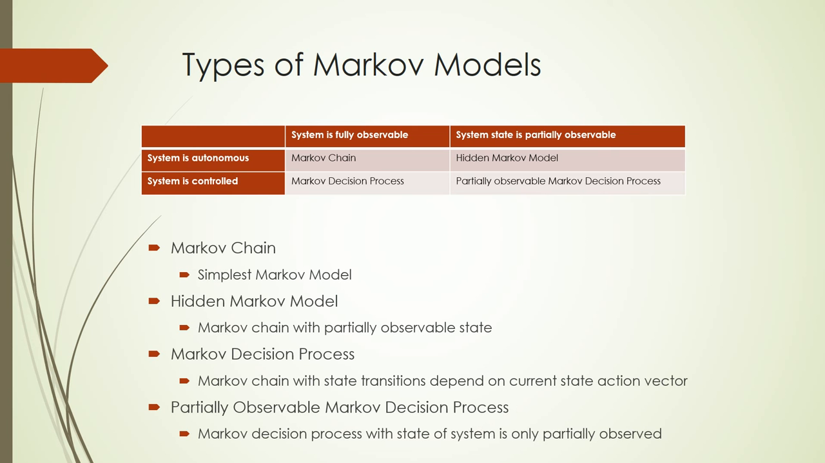Now that was the second one, which was the hidden Markov model. Let's go ahead and talk about the third type of Markov model called the Markov decision process. A Markov decision process is a Markov chain in which the state transitions depend on the current state and an action vector that is applied to them.